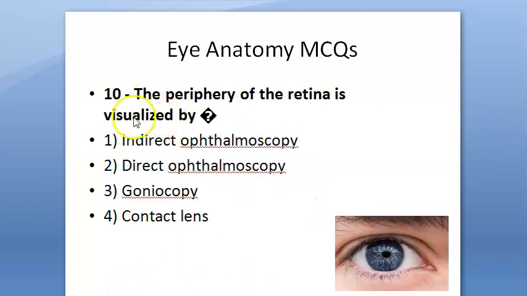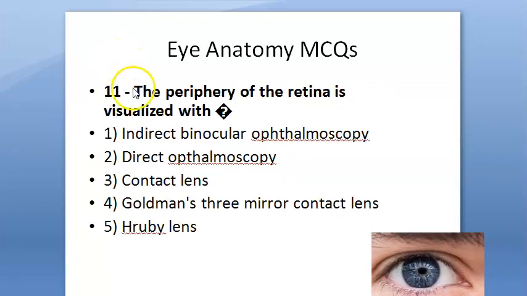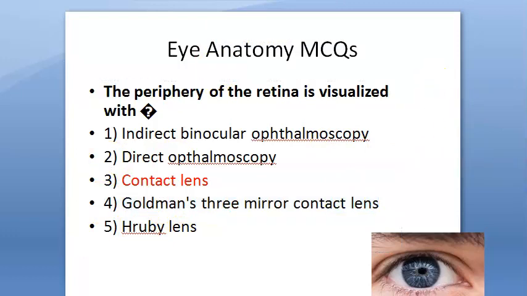Another question here: the periphery of the retina is visualized by. They are not talking about the whole retina, they are specifically telling that if they want to see the periphery, what will you use? There are two questions with the same kind of statement. The periphery of the retina is visualized with: indirect ophthalmoscopy, direct ophthalmoscopy, contact lens, Goldmann's three mirror contact lens, Ruby's lens. This we have seen in the slit lamp, right? So contact lens is definitely not the answer. This Ruby we saw in the slit lamp, right? Let us look at the answer here.